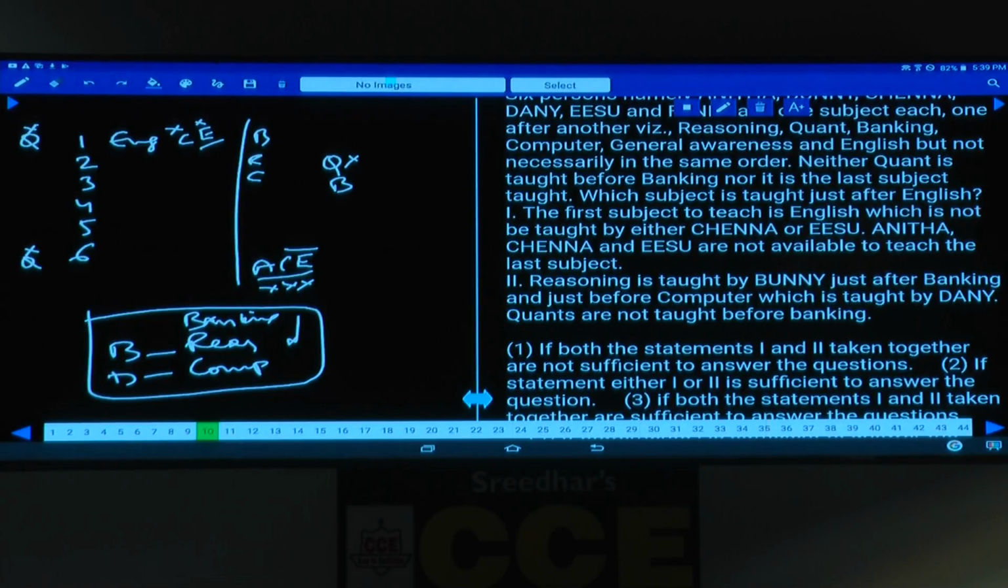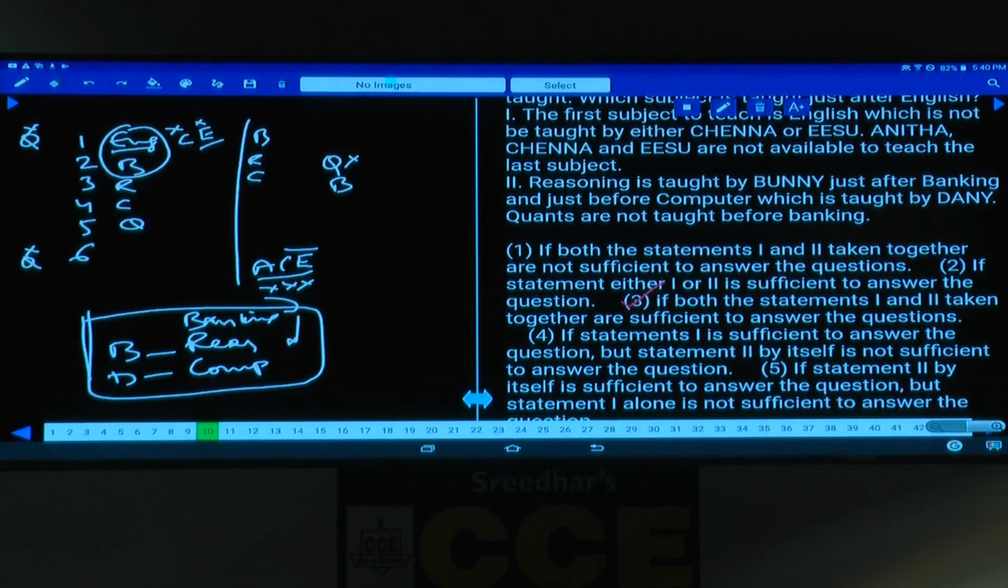Then by combining these two, English at the first place is already fixed. The remaining three, banking, reasoning, and computers, must be together. Which one must be immediately after English? That must be banking, because quant cannot be before banking. At the second place, quant cannot be here. This must be banking, then reasoning, then computers, and this must be quant, and finally the last one is left for the remaining subject. The question is which subject is immediately after English, and banking is immediately after English. So we get the answer by taking both the statements, that is choice 3.